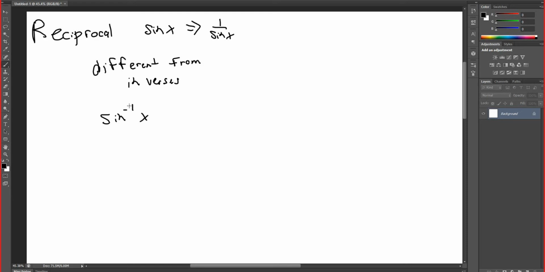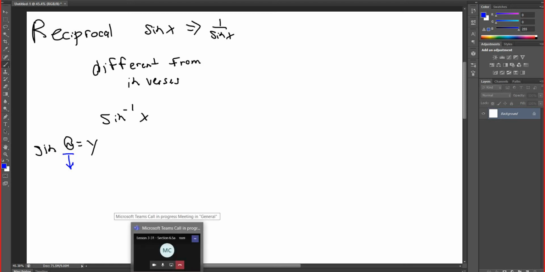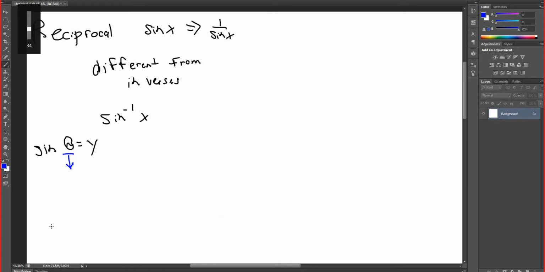So we're going to start with, and this was on the last partner quiz we had done, if we start with sine of theta is equal to y, what is theta? The inverse sine of y. So what is the theta though? What does that symbol represent? An angle. It's an angle.